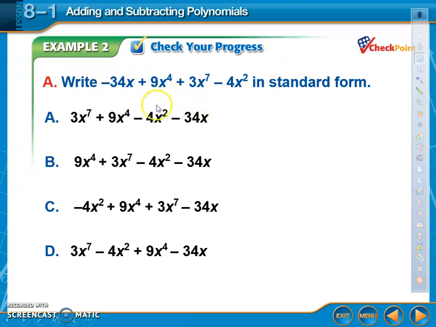All right, so looking at this, write it in standard form. Work smarter, not harder. I look at this, and the first thing I see is a 7 right here. All right, and that's a pretty high degree. So anything beat a 7? Nope. It's got to be a 7 in front, so it's either A or D.